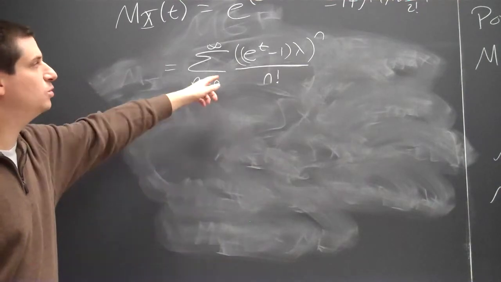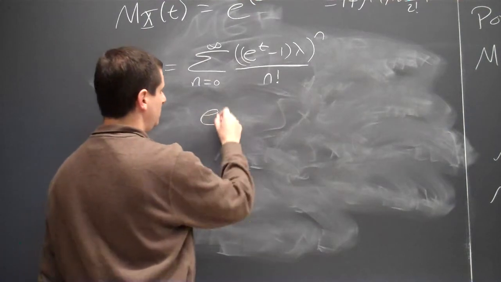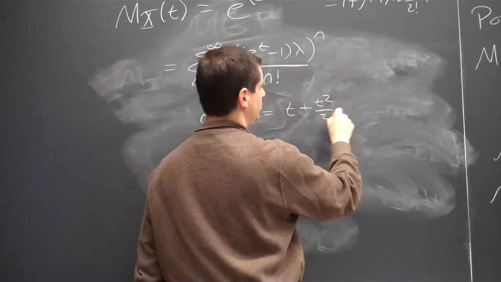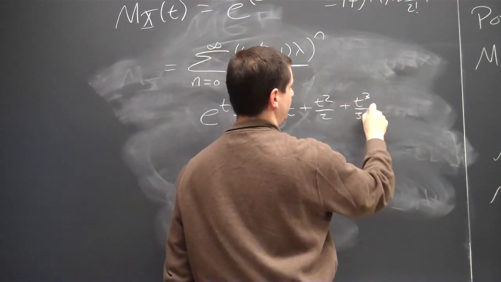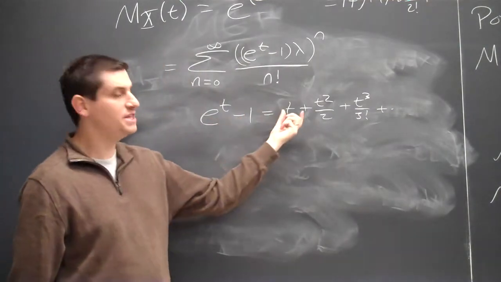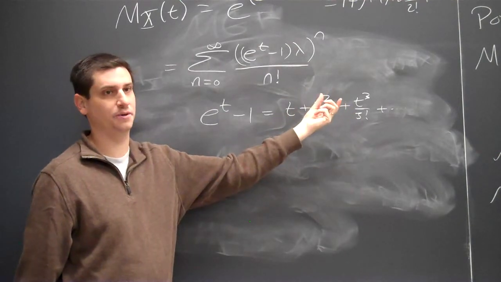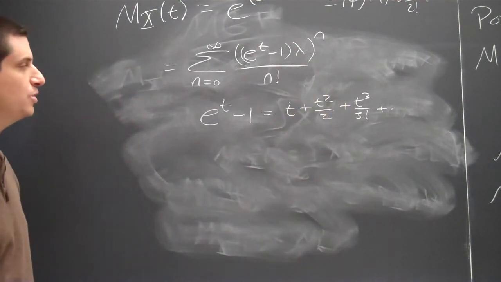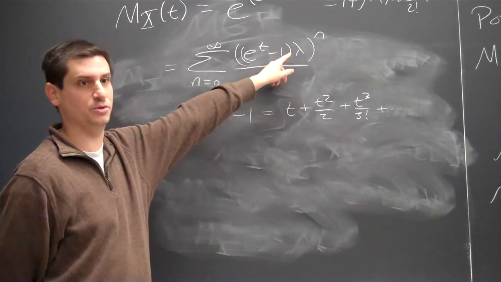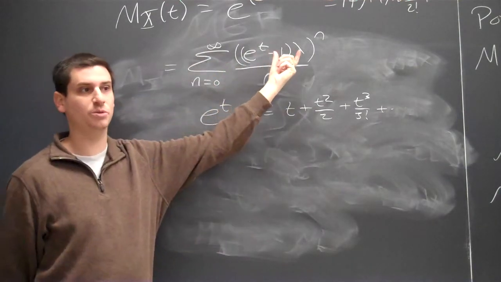We want to look at n equals 1, n equals 2. Well, let's look at e to the t minus 1. e to the t minus 1 is t plus t squared over 2 plus t cubed over 3 factorial. So when I look at e to the t minus 1, this is really t times something, or it's t plus higher powers of t. If I only care about the t squared terms, will n equals 3 contribute? What's going to be the smallest power of t when n equals 3?